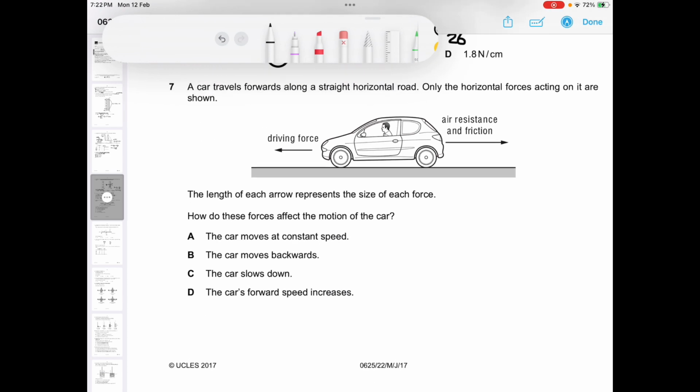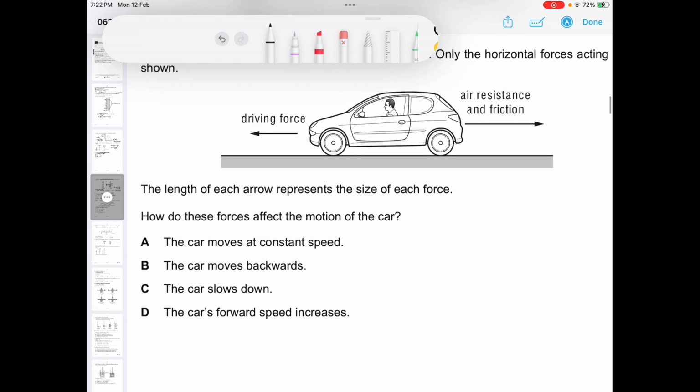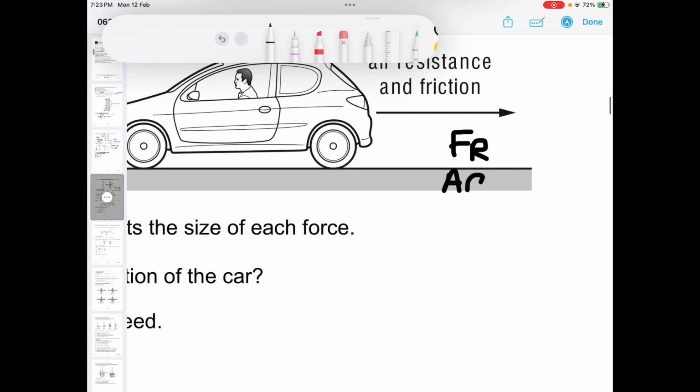A car travels forwards on a straight horizontal road. Only the horizontal forces acting on it are shown. So there's a driving force and a resistance, friction. The length of each arrow represents the size of each force. So there's a larger air resistance. So the resultant force is backwards, and there is acceleration backwards.